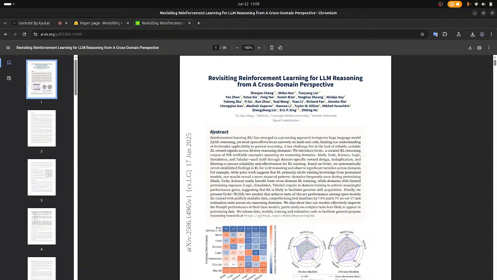That sounds fascinating. Quite a few impressive institutions involved. So, reinforcement learning from an LLM perspective, that's a new one to me. What are your initial thoughts about the title?